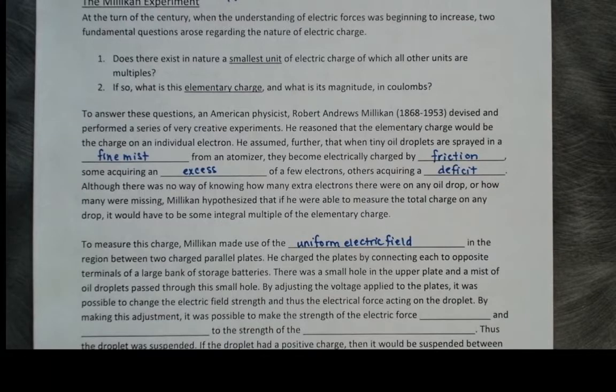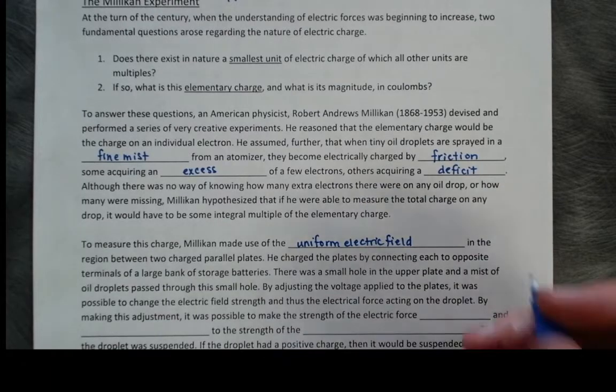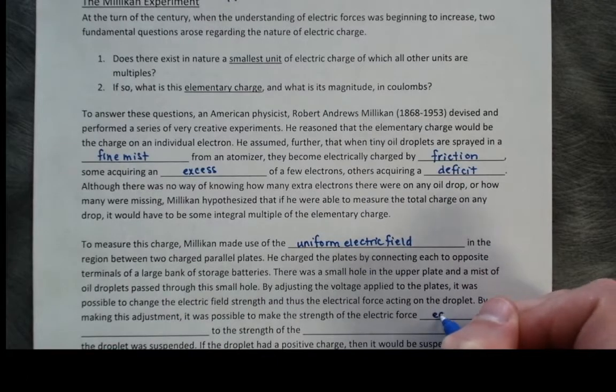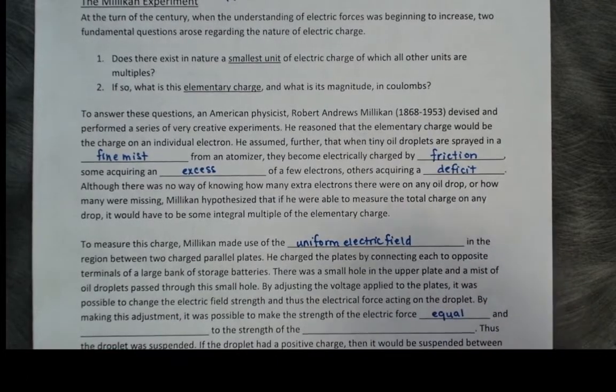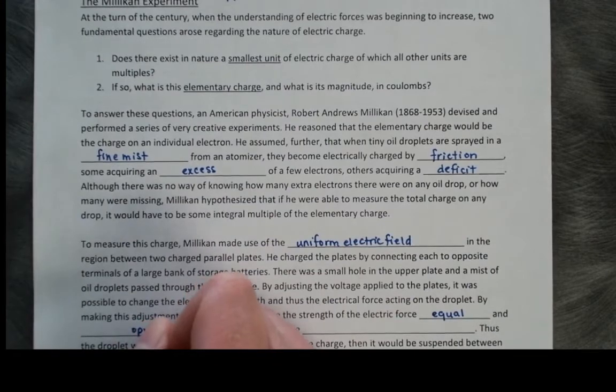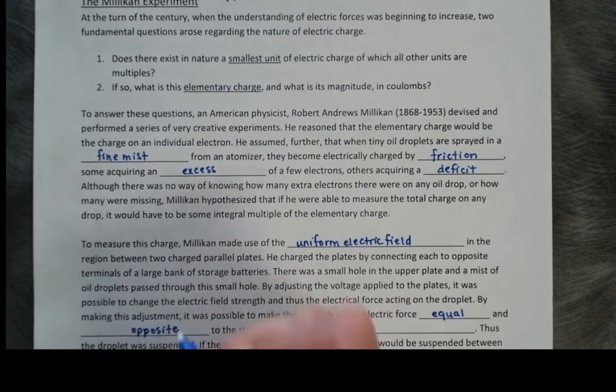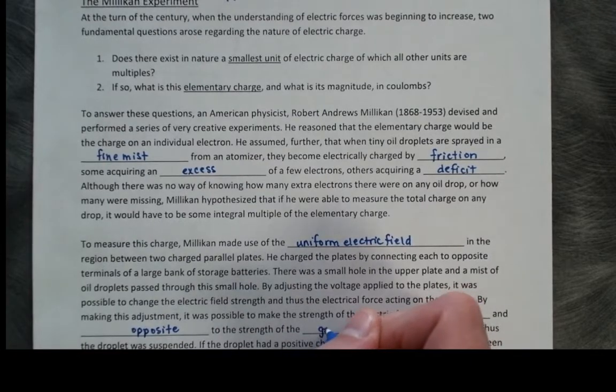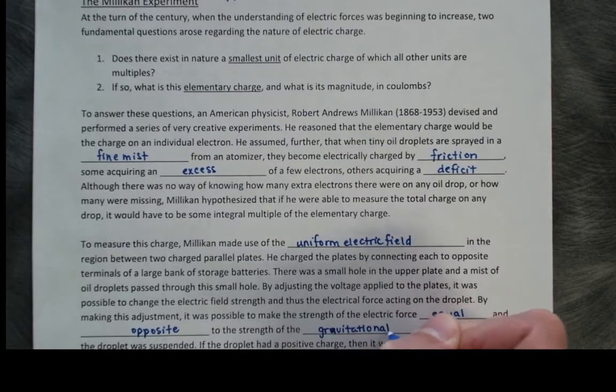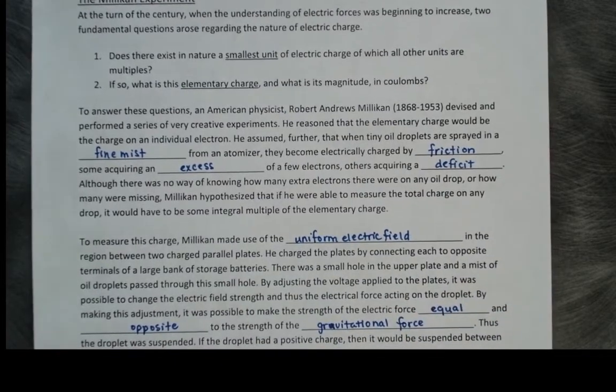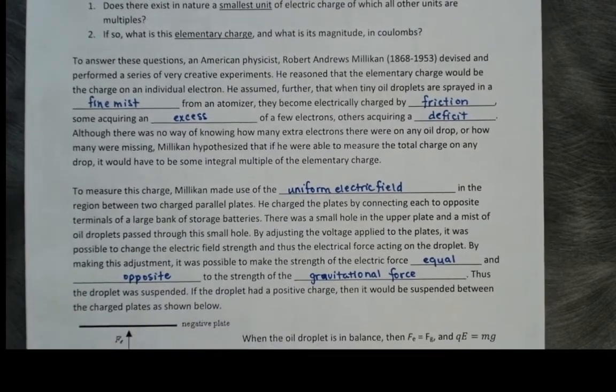So he was able to make it so that the strength of the electric force was equal and opposite to the gravity force. And when you have equal and opposite forces, we call that equilibrium. So if you have an equal upper and downer force acting on these particles, they would balance, or they'd be suspended, or they'd hang out kind of in midair.